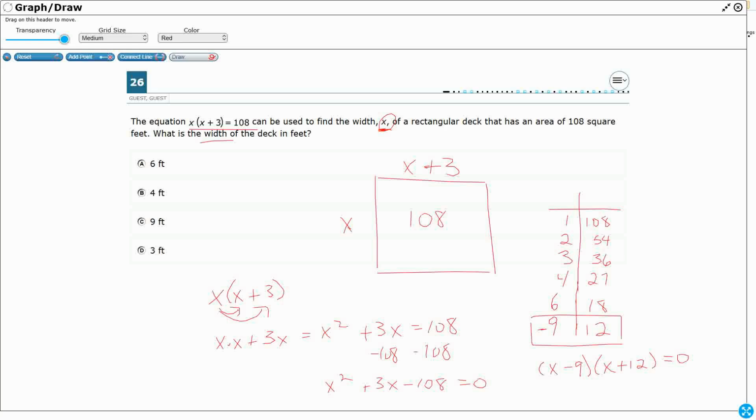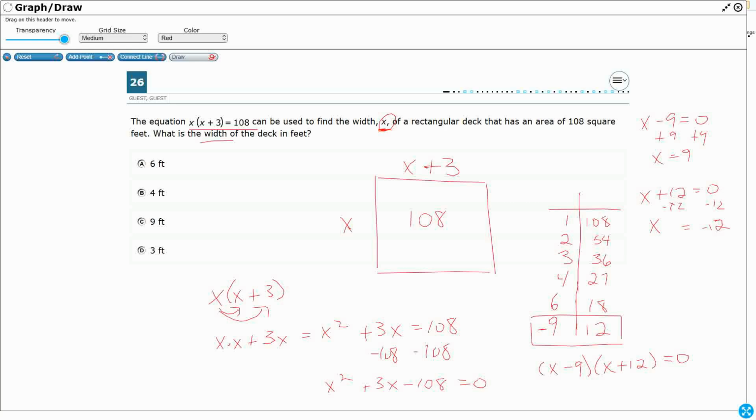Now I'm going to set each of these equal to zero using the zero product property, and let's see what I get. X minus 9 equals 0, x plus 12 equals 0. We're going to add 9 to both sides, so that's going to be x equals 9. And then we're going to subtract 12 from both sides, so x equals negative 12.